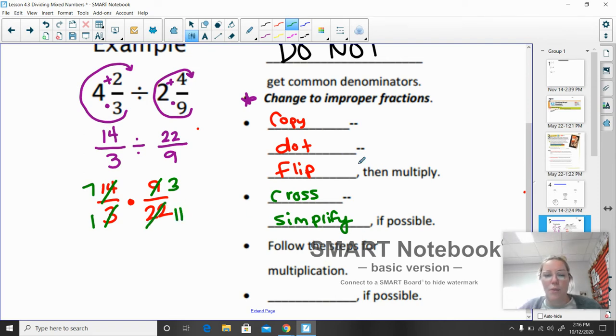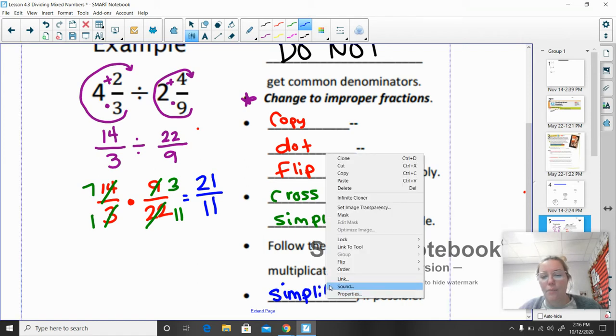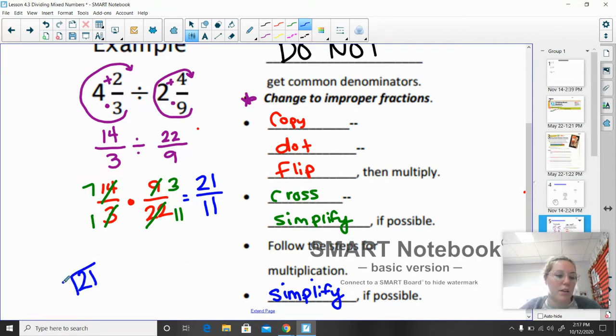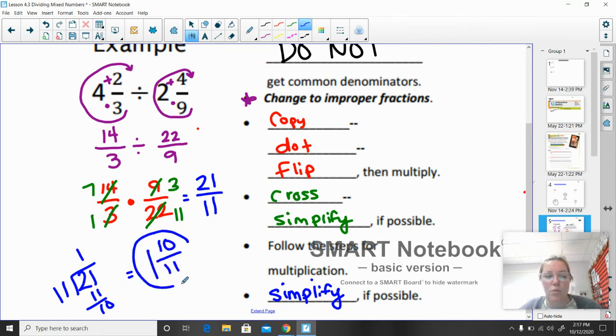Then we follow the steps for multiplication. So I multiply straight across the top. 7 times 3 is 21. 1 times 11 is 11. And then we always simplify if possible. So remember, this is where I'm doing my back flip. So I say 21 and 11. 11 goes into 21 one time. We subtract and get 10. So my answer would be 1, my remainder is 10 over 11. So my answer is 1 and 10/11ths.